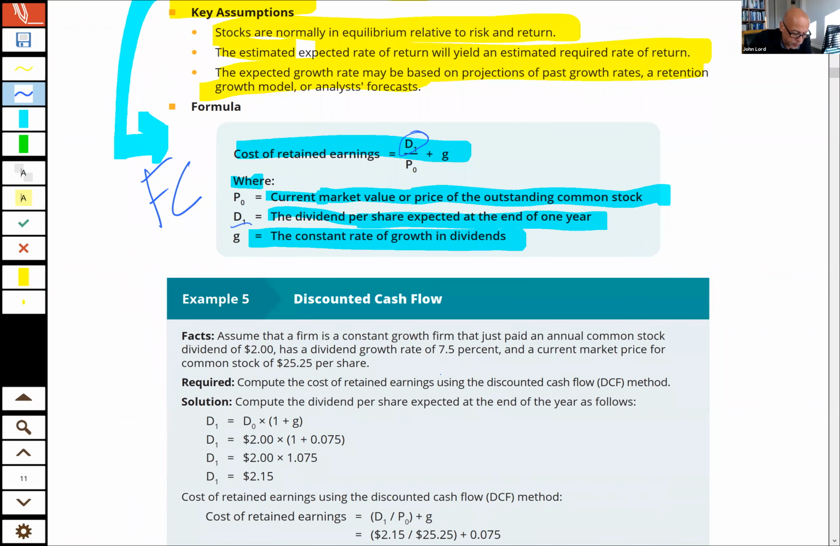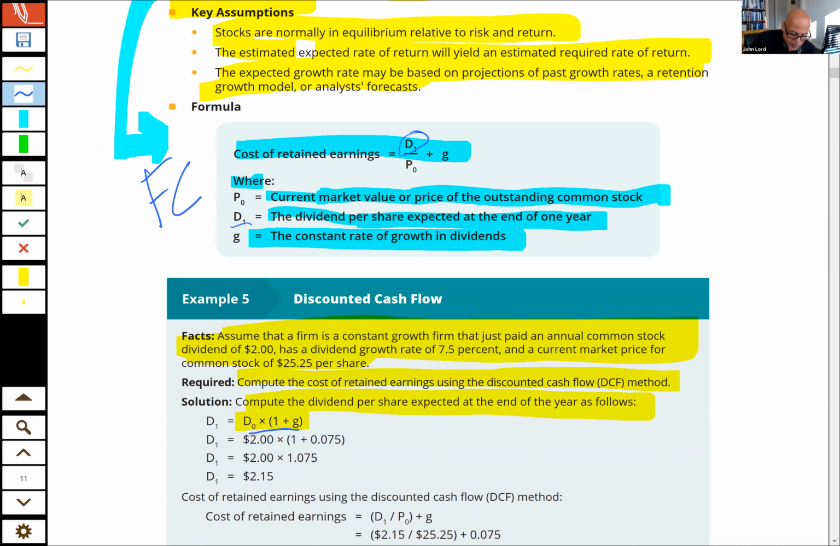So they say, assume that the firm is a constant growth firm that just paid an annual common stock dividend of $2 and has a dividend growth rate of 7.5%, and a current market price for the stock is 25.25 per share. And they want us to use the discounted cash flow method, compute the dividend per share as follows. And as I was saying, that's sort of the trick.